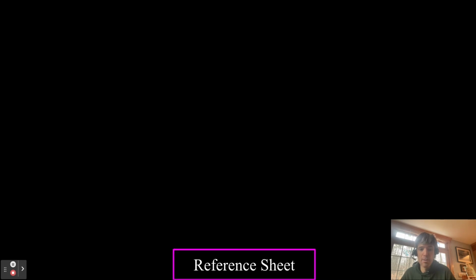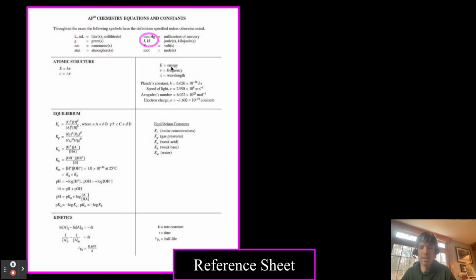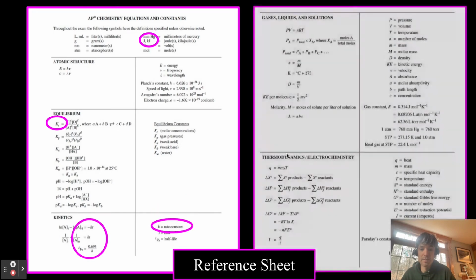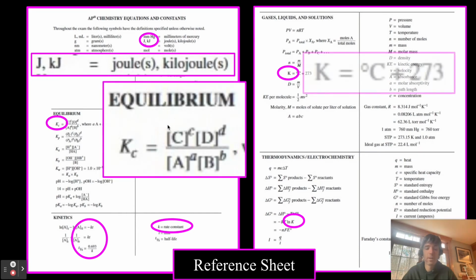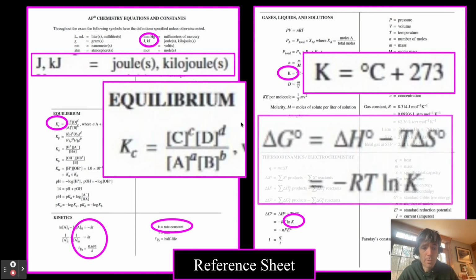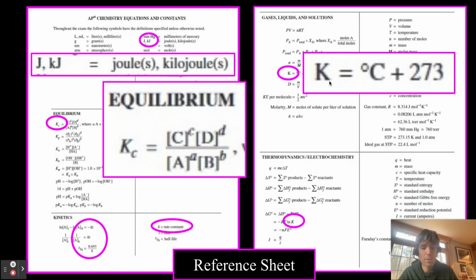Now, if you look at the reference sheet, you're going to see a K here, there, all those, one down here, and on the back, there's two more. There's one here, and there's something right there. Now, this K, the first one is kilojoules. Kilo means 1,000. This one is the equilibrium constant. The one on this one over here is Kelvin, and the temperature Kelvin when you're dealing with gases.